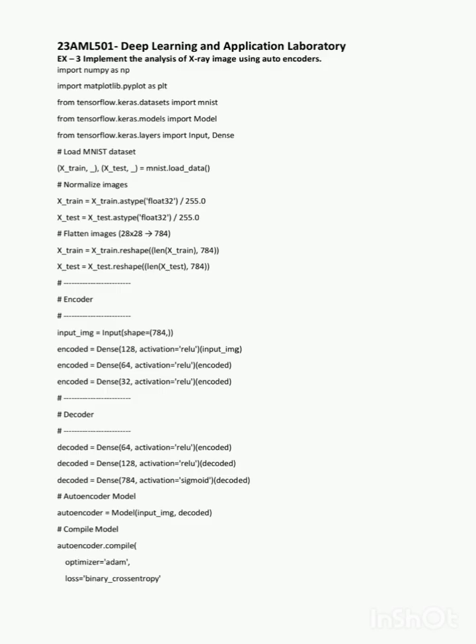After normalization, we flatten our two-dimensional images. We use the reshape method to turn every 28 by 28 pixel image into a single flattened vector of 784 elements. This flattening is done for both our training features and our testing features.